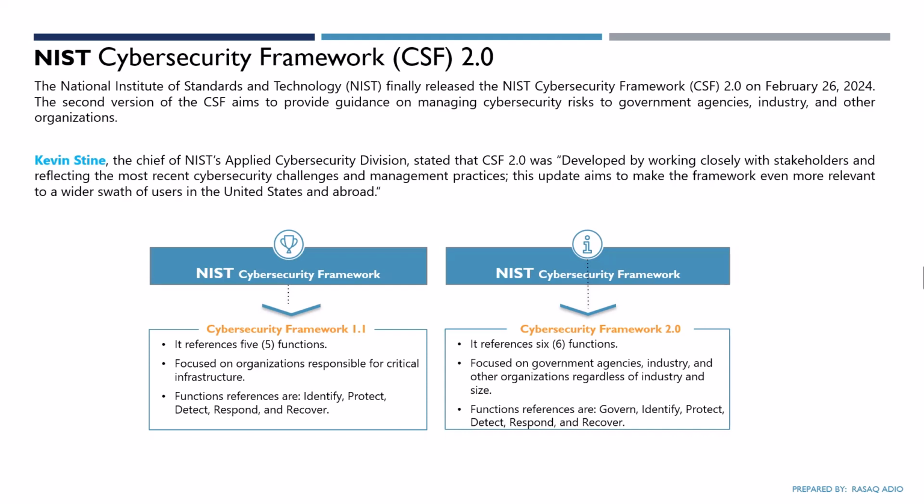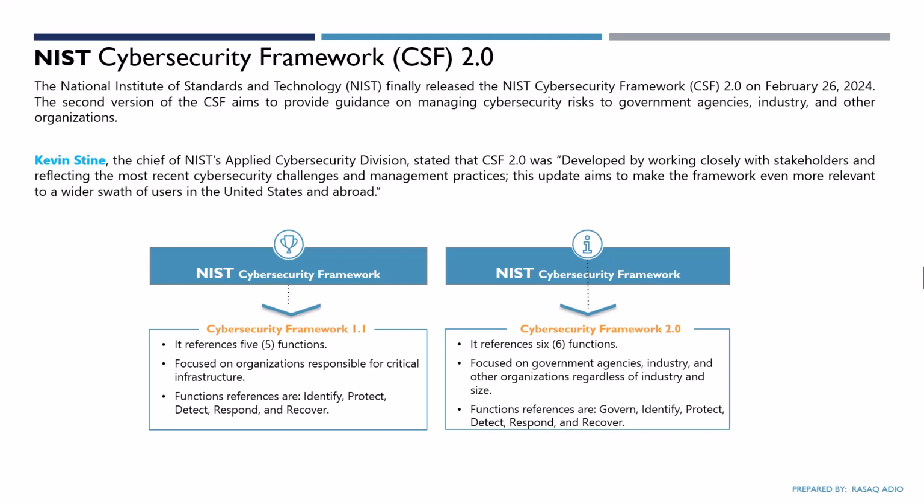So in a nutshell, it means that this new cybersecurity framework from NIST, 2.0, aims to expand its coverage beyond the previous one, 1.1, to include virtually all government agencies, industries, and other organizations, regardless of their industry and size. So let's quickly look at the differences between 1.1, the previous version, and the 2.0 that we currently have.